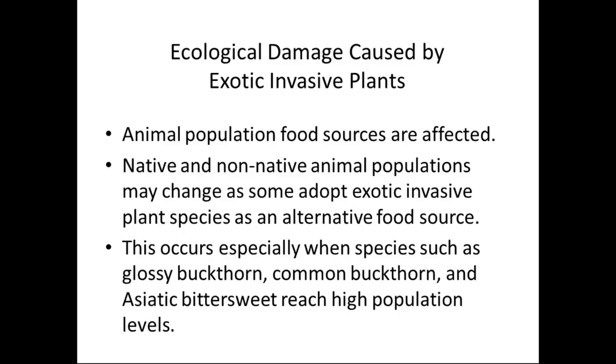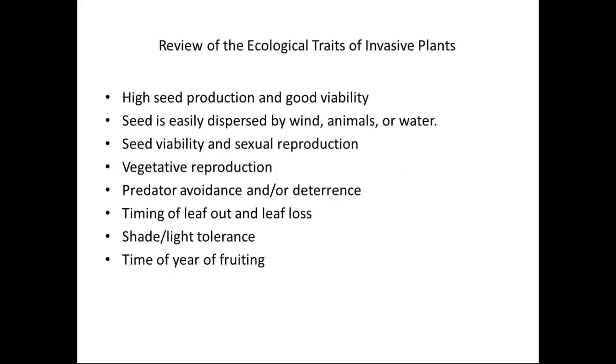So these things are not that good. Ecological damage caused by exotic invasive plants. Animal population food sources are affected. Native and non-native animal populations may change as some adopt exotic invasive plant species as their alternative food source. And this occurs especially when species such as glossy buckthorn, common buckthorn, and Asiatic bittersweet vine reach high population levels. So let me go into a review of these.